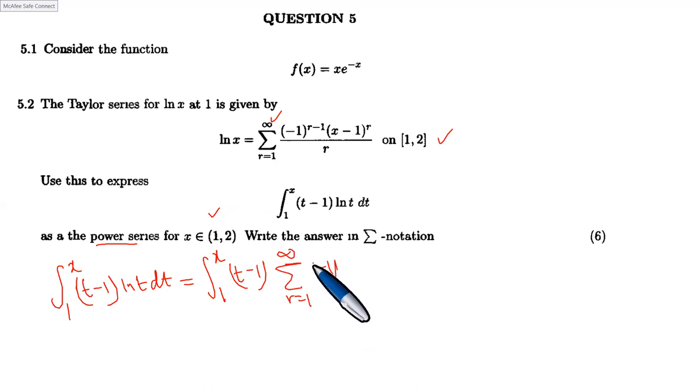The sum from r equals 1 of minus 1 to the r minus 1, t minus 1 to the r, divided by r. Okay, I've just substituted t for x, and then now we have dt for this one here. See what you're getting out of this. You can write this one as the summation. So something like this earlier today. So we're good. Okay, so we continue.